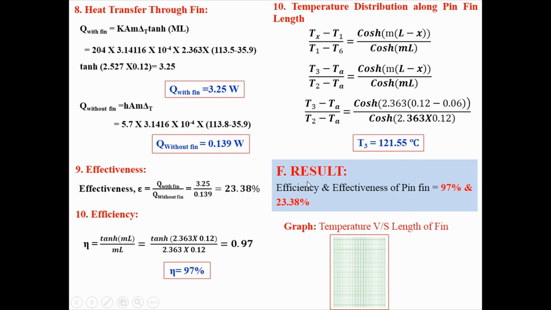Thereafter you have to write the result. We have calculated the effectiveness and efficiency of the fin. We got the efficiency of the fin as 97 percent and effectiveness as 23.38, and the temperature at the center, that is T3, is equal to 121.55 degrees Celsius. Thereafter you have to draw the temperature versus length of the pin graph. Vertically you take the temperature and horizontally you take the length of the pin, and draw the graph for all the readings. At least take 4 readings and plot the graph according to the instruction. Okay, this completes it.